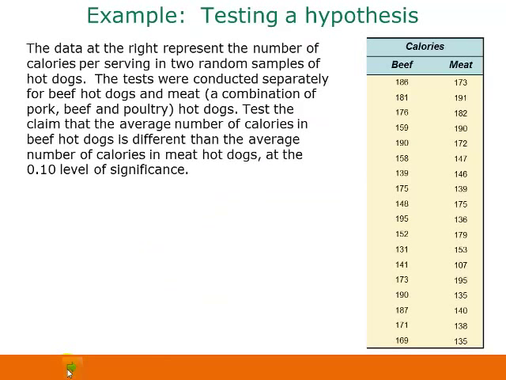Okay, now let's go through a whole hypothesis test. So we have some data here that represents calories per serving in 2 random samples of hot dogs. These tests were conducted separately for beef hot dogs and meat hot dogs, which are a combination of pork, beef, and poultry. We're going to test the claim that the average number of calories in beef hot dogs is different than the average number of calories in meat hot dogs, using the 0.10 level of significance.